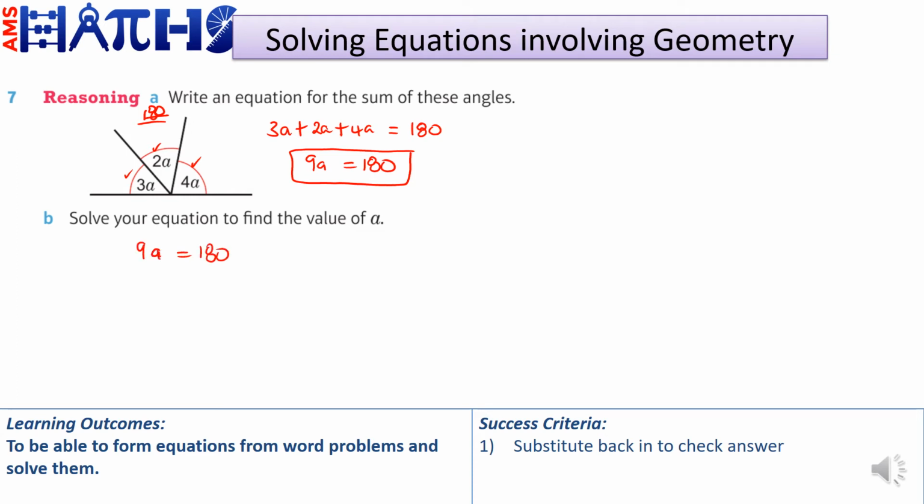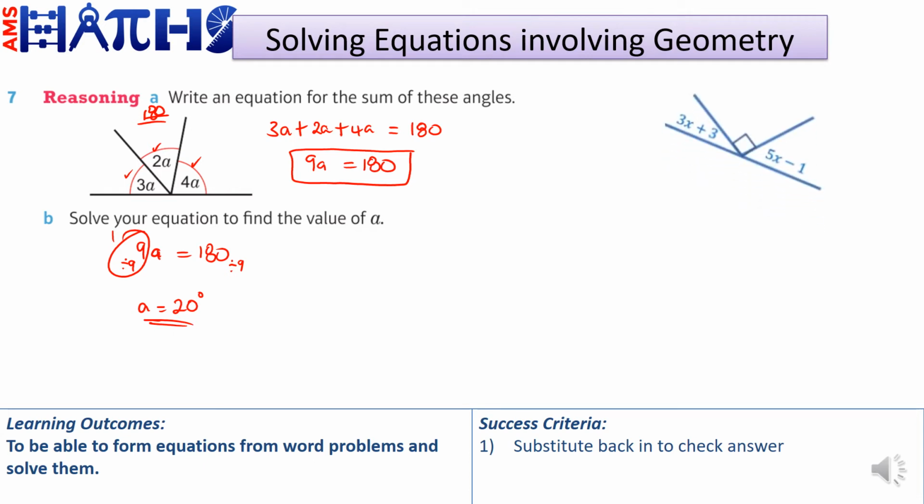A is being multiplied by 9, so to get a we have to do the inverse of that, which is to divide by 9, and whatever we do to the left we have to do to the right. So 9 divided by 9 is 1, so we're left with 1a. 180 divided by 9 is 20, so that means a is 20 degrees.